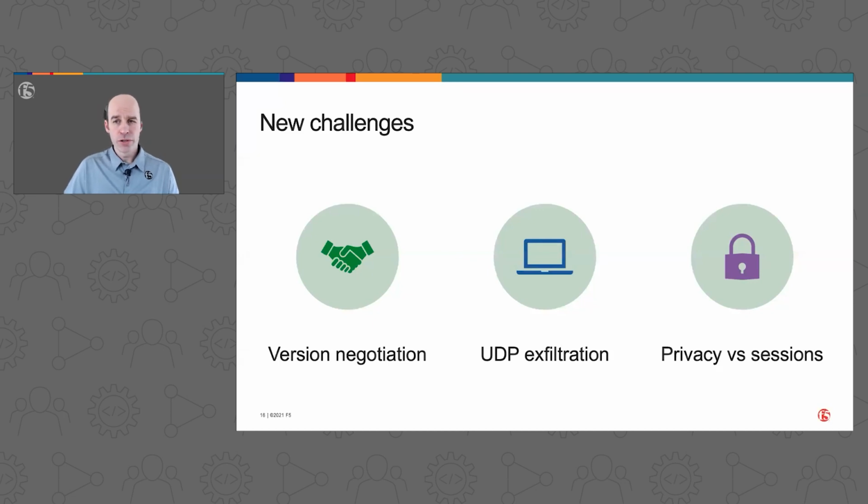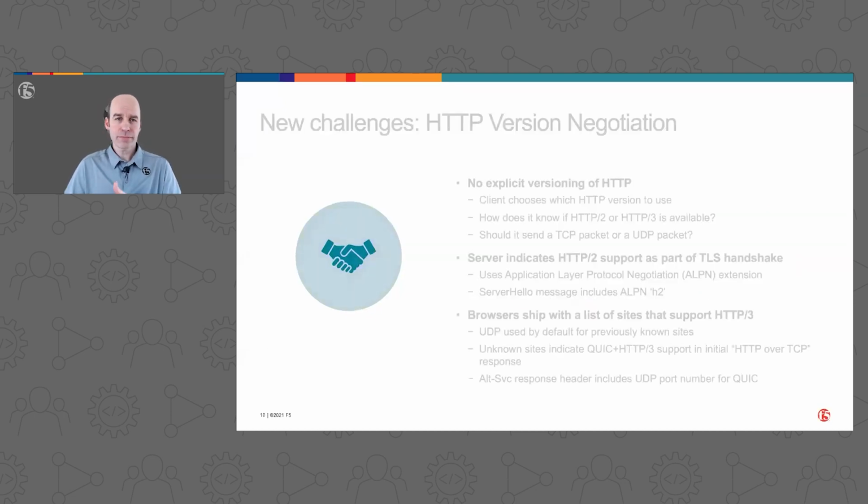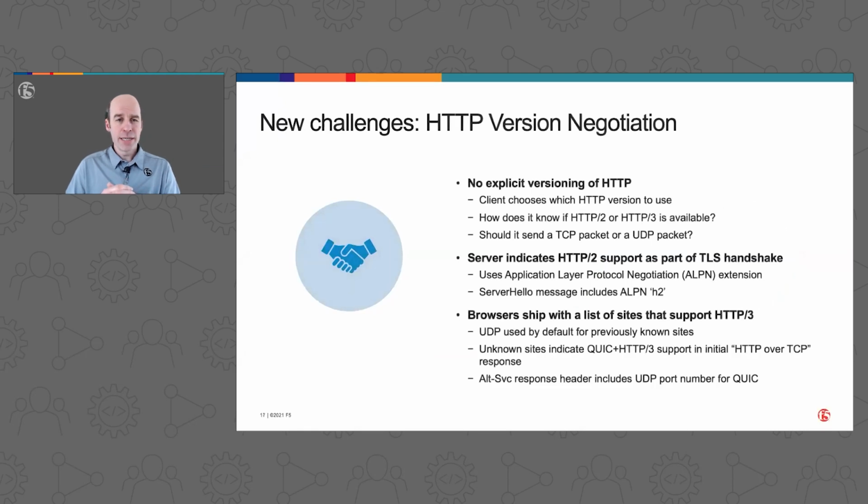Firstly, version negotiation. Now, HTTP doesn't have explicit versioning. There's no handshake with HTTP. There's simply an HTTP GET, and it says what version to use. So, GET index.html HTTP1, HTTP2. So how do we know which one to use? How does the client know?